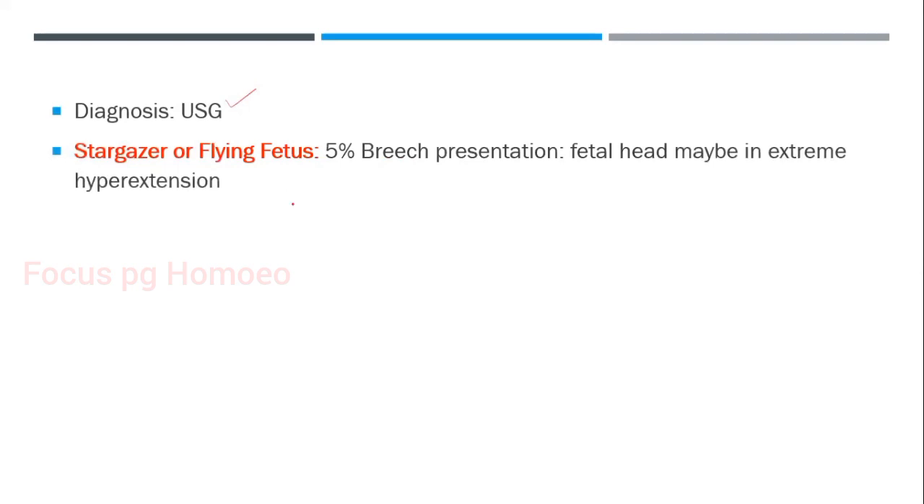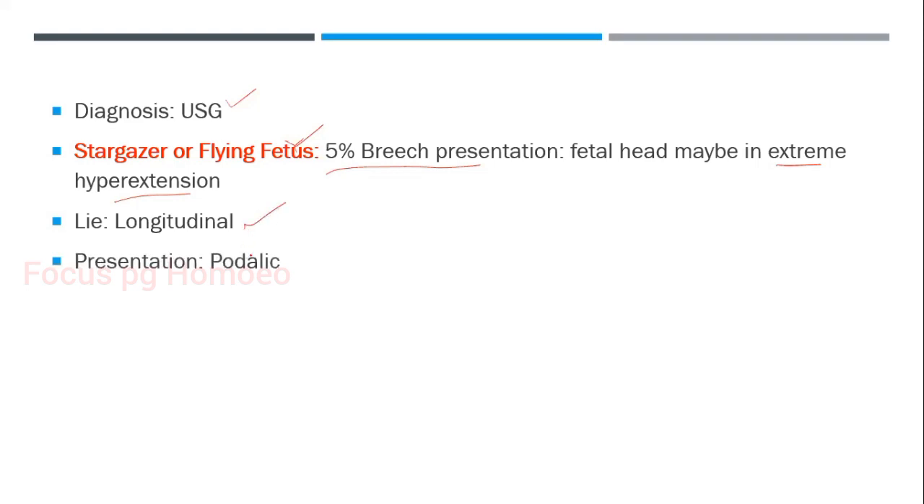And there is something called a stargazer or flying fetus. It occurs in 5% of breech presentations where the fetal head may be in extreme hyperextension. When there is extreme hyperextension, the fetus will not be engaged, first of all. That is why it is called flying fetus or stargazer fetus. Now, the lie in breech presentation is usually longitudinal, and the presentation is podalic.